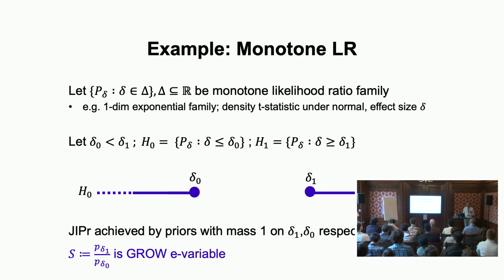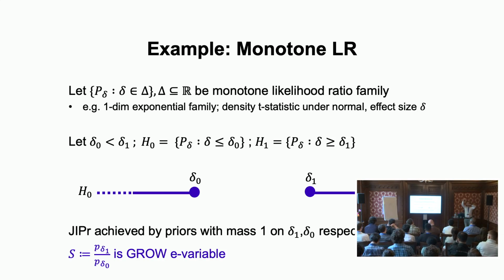Let's say you have a monotone likelihood ratio family. So all one-dimensional exponential families are that, or also, if you're in the t-test setting, the distribution of the t-statistic has this monotone property. So there are many classical families, not complicated families, which have this property.